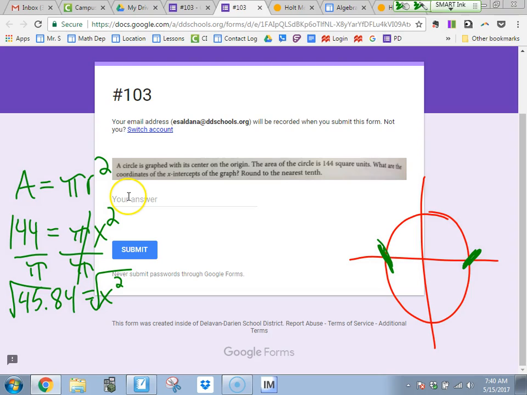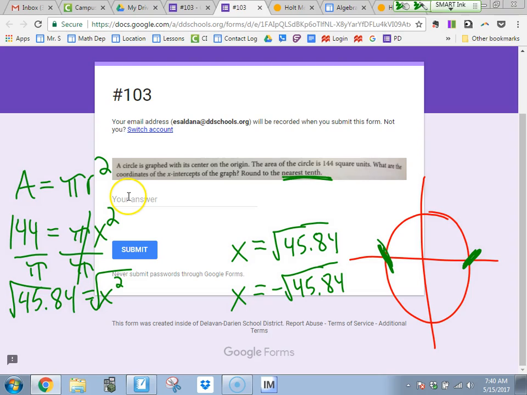Anytime we solve something where we have the square root involved like this, we have to consider two different situations. One where we have a positive square root of 45.84, and one where we have a negative square root of 45.84. It says in the problem to round to the nearest hundredth. So we're going to take the square root now. 45.84, and yeah, 6.77. Okay, so we have two different answers here.